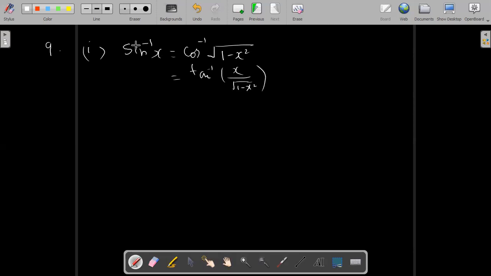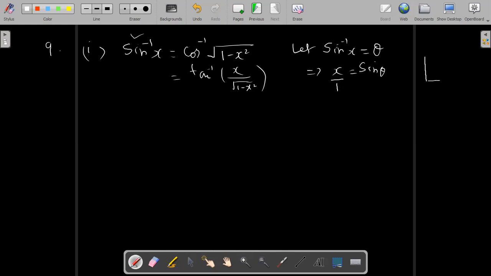Suppose in any question we want to convert sine inverse to any other inverse function. So what we will do, we will take sine inverse x equal to theta. Then x will be equal to sine theta. Okay. So sine theta is equal to x upon 1.